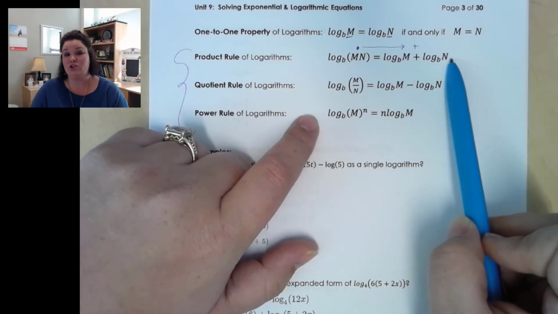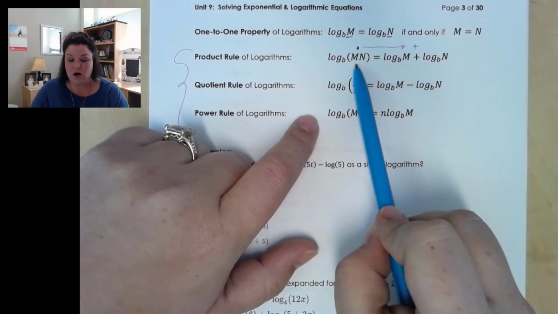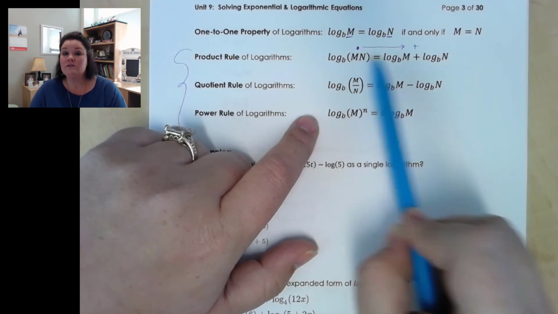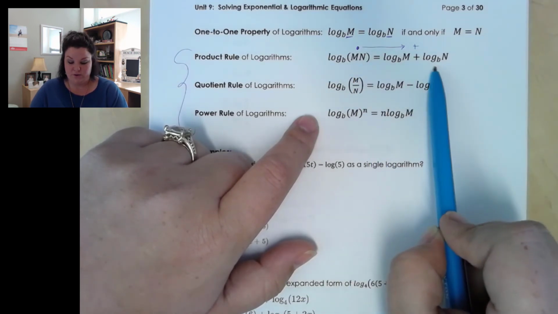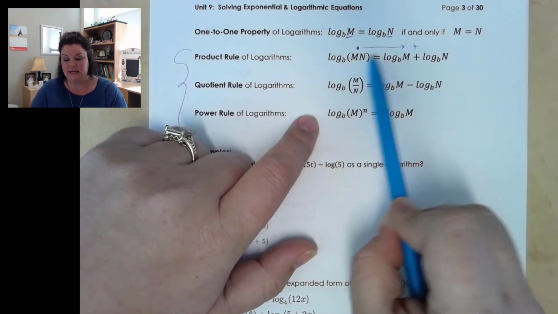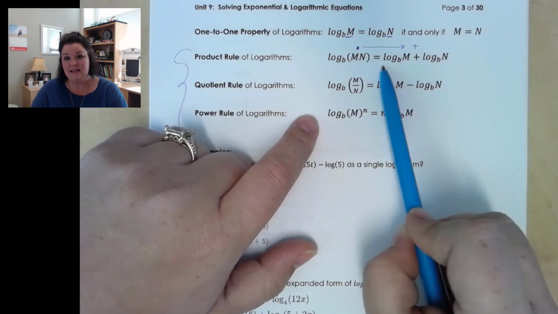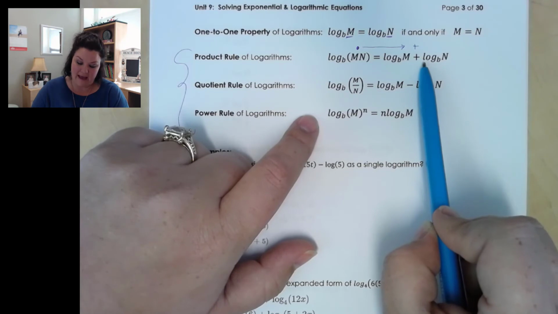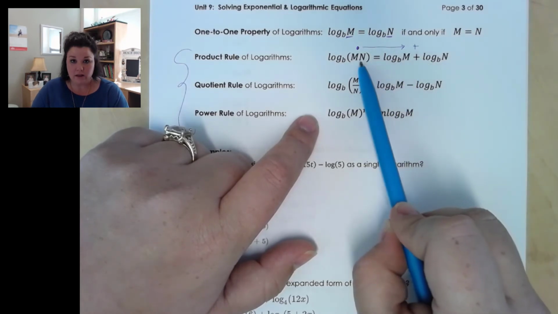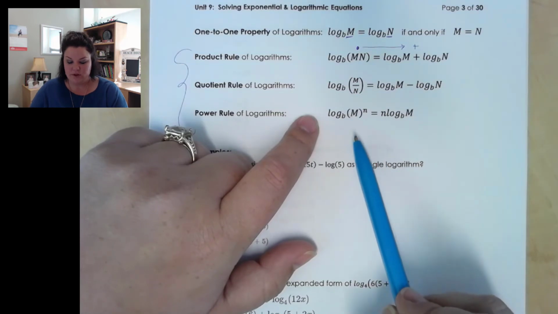So I can separate it into 2 log terms if we start with a multiplication. Now we'll use this both directions. So if you see a multiplication, we can split it into 2 log terms, or if we have 2 log terms that are being added, we can condense it back into 1 log term that has multiplication. Okay. Same thing with the quotient rule.